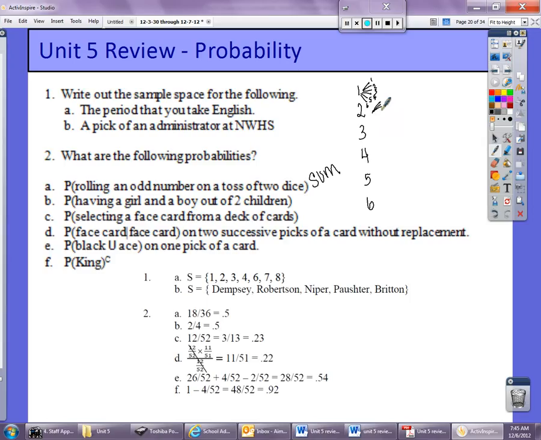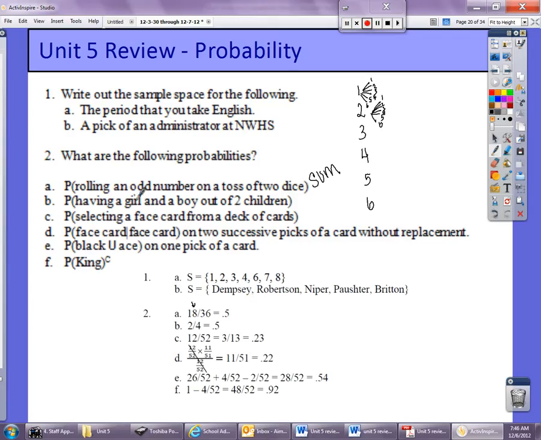Whenever you add 2, it's going to be the same thing. So 2 plus 1, odd, even, odd, even, odd, even. So you can see you get the pattern. You really don't even have to do the 3, 4, 5, or 6. So you see that 18 out of the 36 are going to be odd.